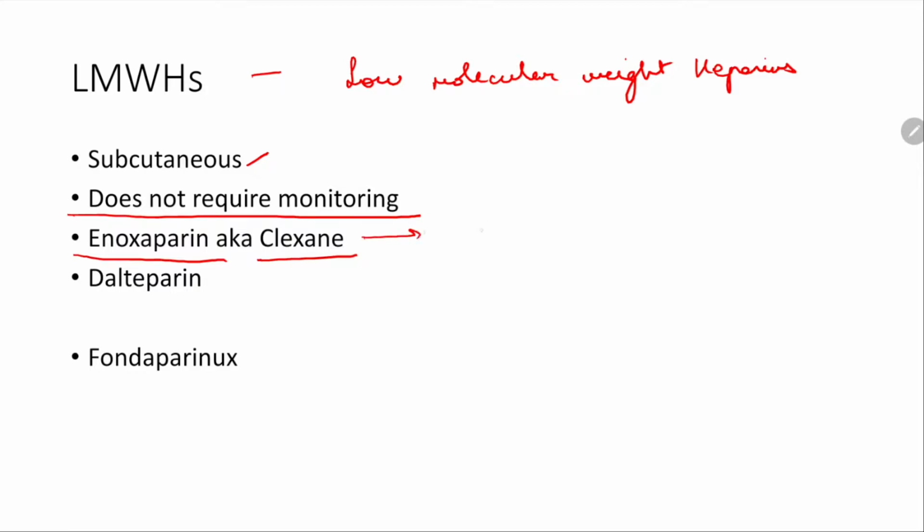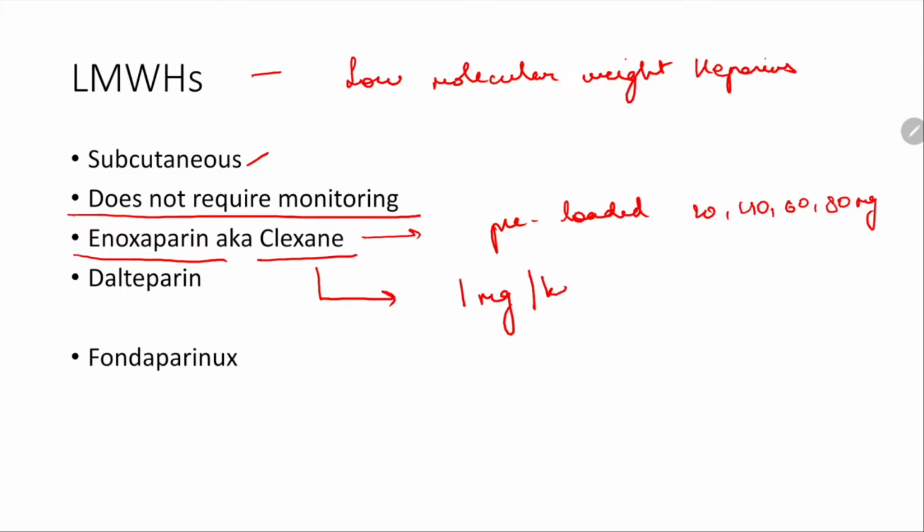Clexane, you would have heard, it comes in fixed preloaded syringes of 20, 40, 60 and 80 milligrams. So one important thing that you get asked a lot is the dose of Clexane. So the therapeutic dose of Clexane is 1 mg per kg twice daily. Very easy to remember, 1 mg per kg twice daily.